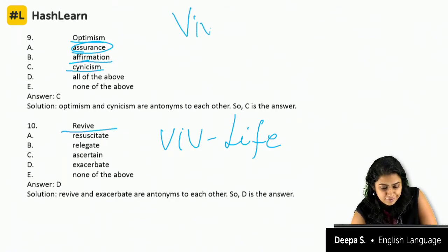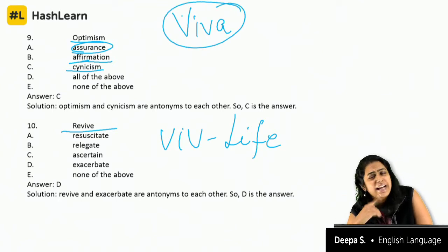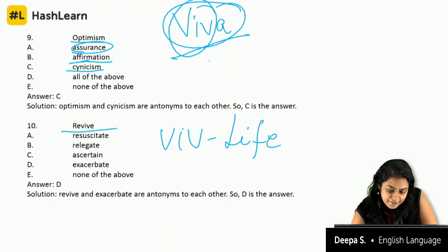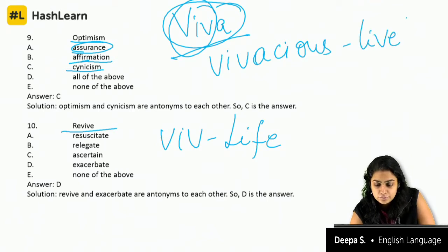From this, Viva. Do you remember the health drink that's named Viva? Ever wondered why it's named that way? Because Viv means life, Viva, life, okay, life giving, all right. From this you get vivacious, meaning very lively. Okay. Then of course we've seen revive.